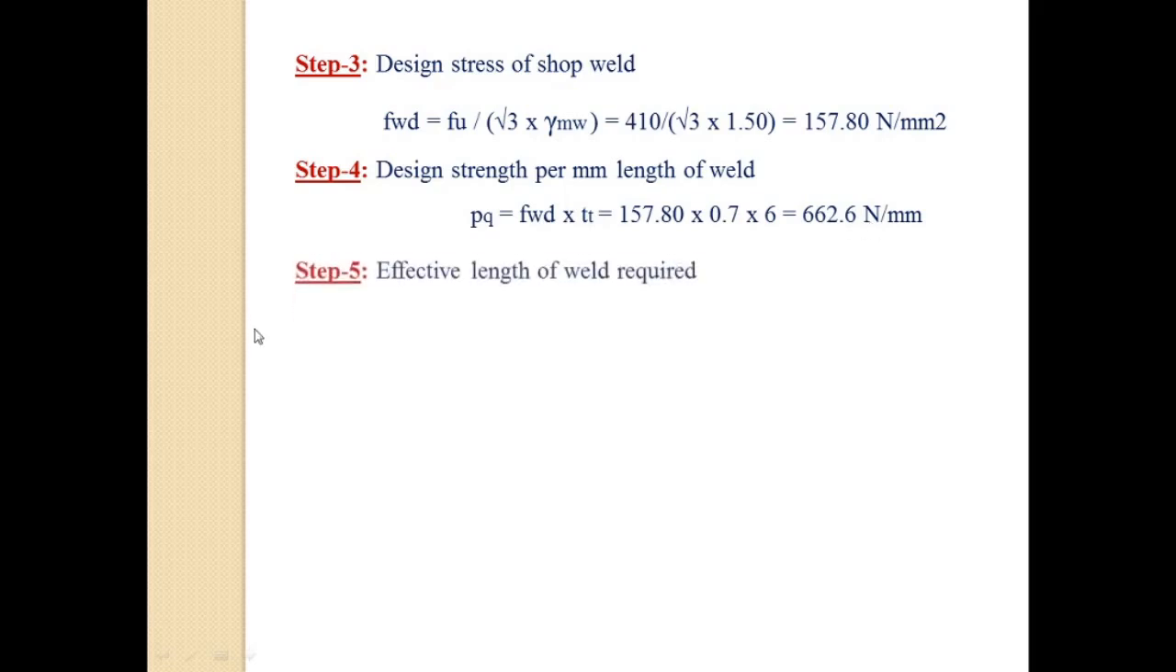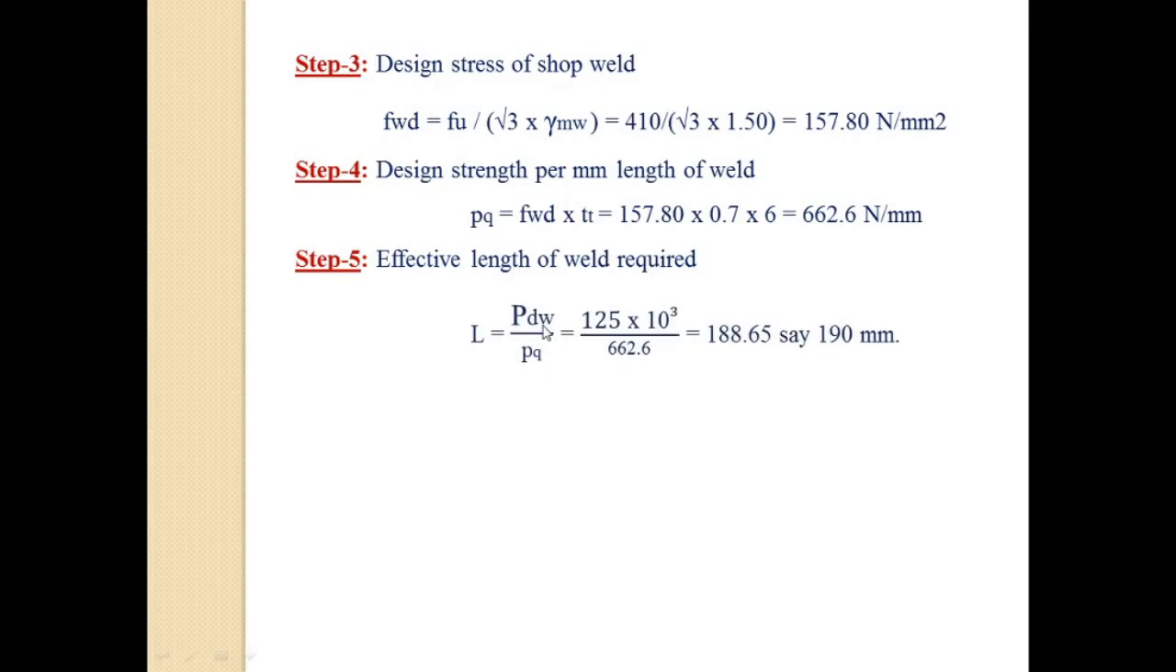Okay, so step number 5, effective length of weld required. Finally we have to calculate the total length required for weld, that is L. L is equal to PDW upon PQ. PDW is already given, that is the factored pull 125 into 10 raised to 3. PQ we have calculated, that is the design strength per mm length of weld in Newton per mm. After calculating this ratio we get the effective length, that is 188.65. So we round it up to 190 mm.